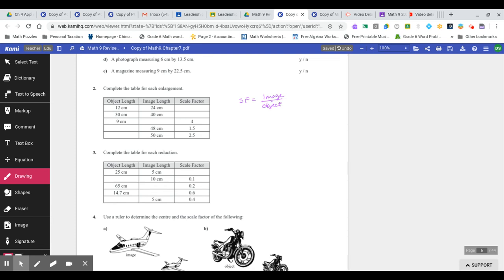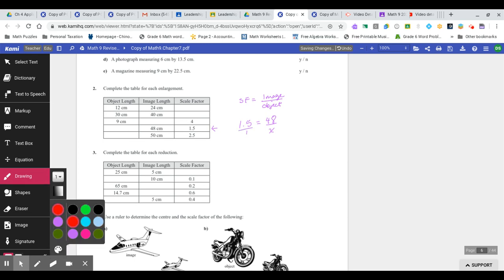So when we get something complicated, some of them are easy, but when you get down to these questions, some kids might have trouble with that. I'm literally going to put my 1.5 where the scale factor is. I'm going to put my image at 48, and the object is what you don't know. If you set up that proportion, you can put this over 1 and now you can actually cross multiply.